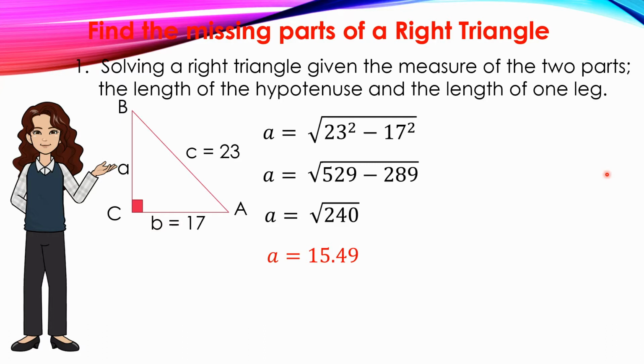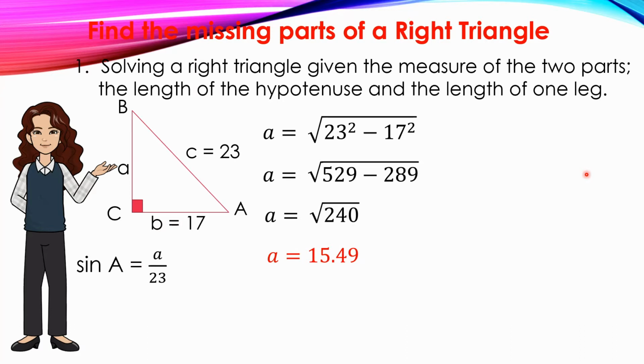We are allowed to use a scientific calculator in our topic of finding the parts of a right triangle. So the square root of 240 is equal to 15.49. So the measure of side A is 15.49.